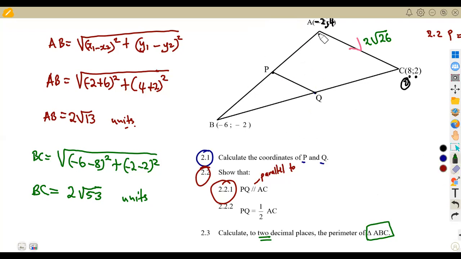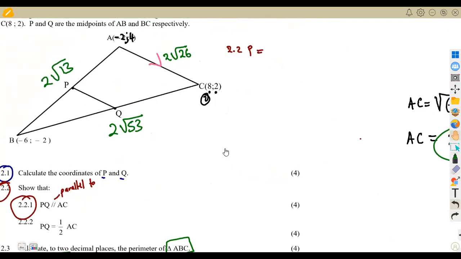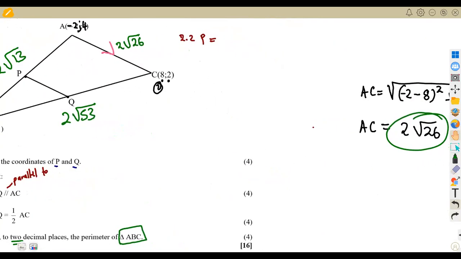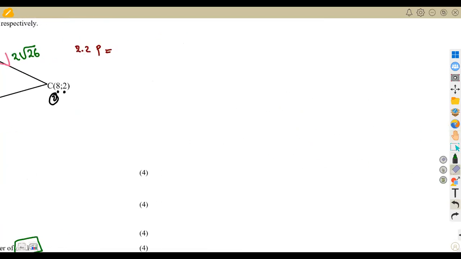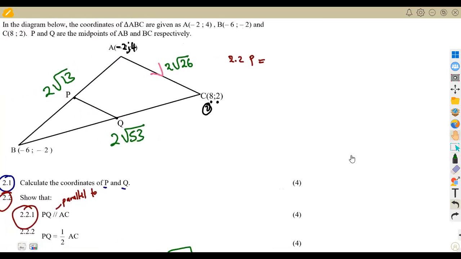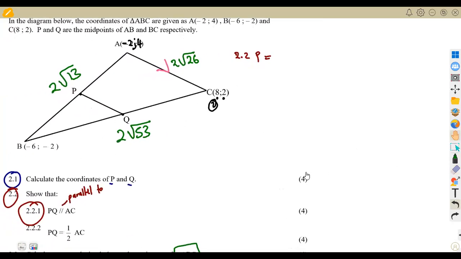With the lengths that we have now, we managed to determine the length of AB, which is 2 square root of 18, and the length of BC, the whole of this line, which is 2 square root of 53. Or maybe you wrote them as decimals, whichever way you wrote them. And the AC that we calculated, remember, we indicated this, so it is no longer important here.